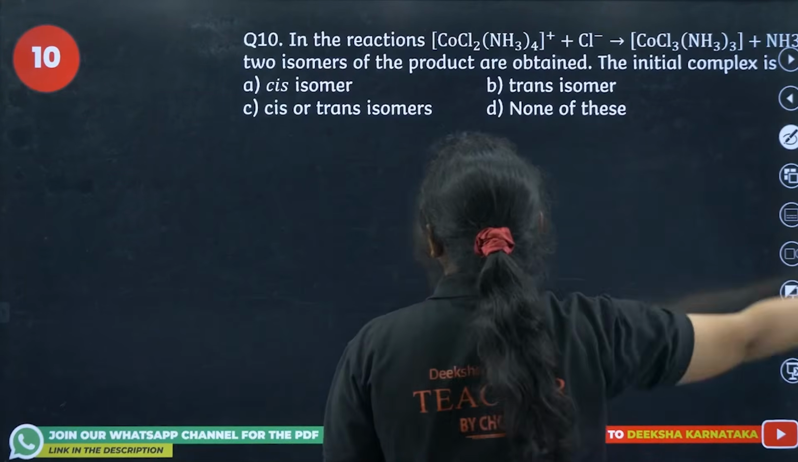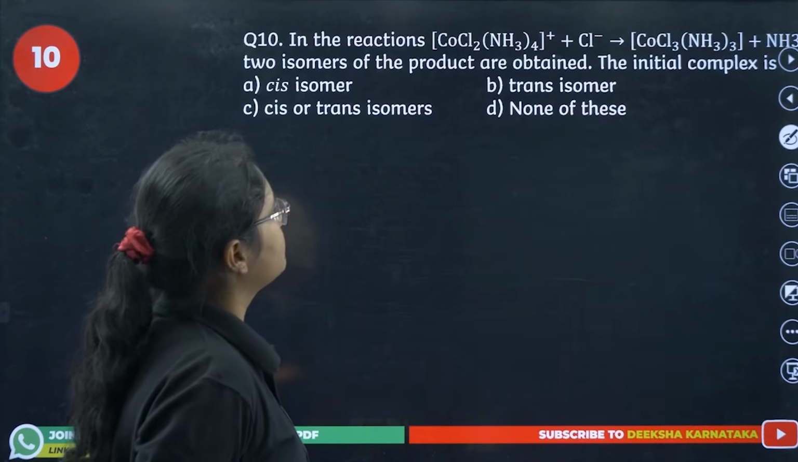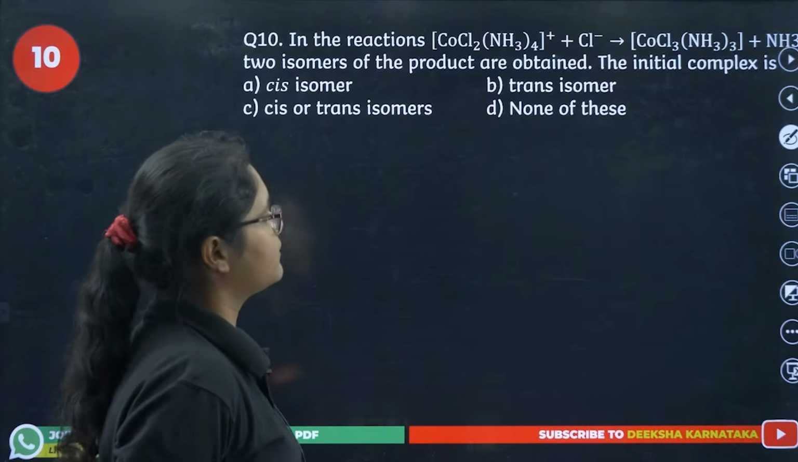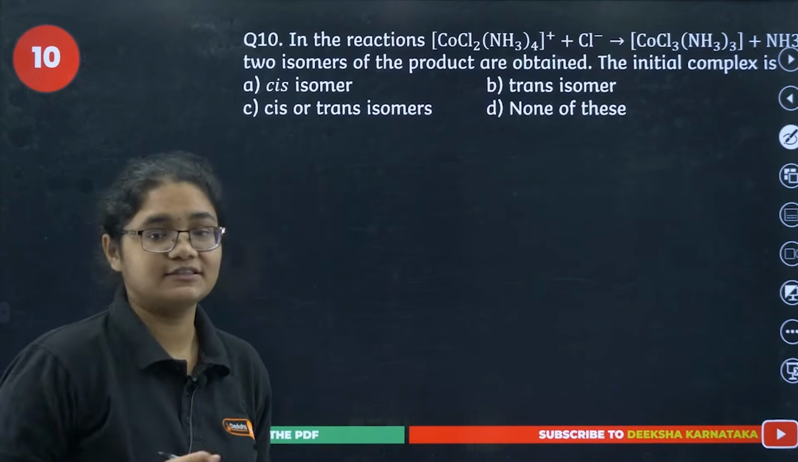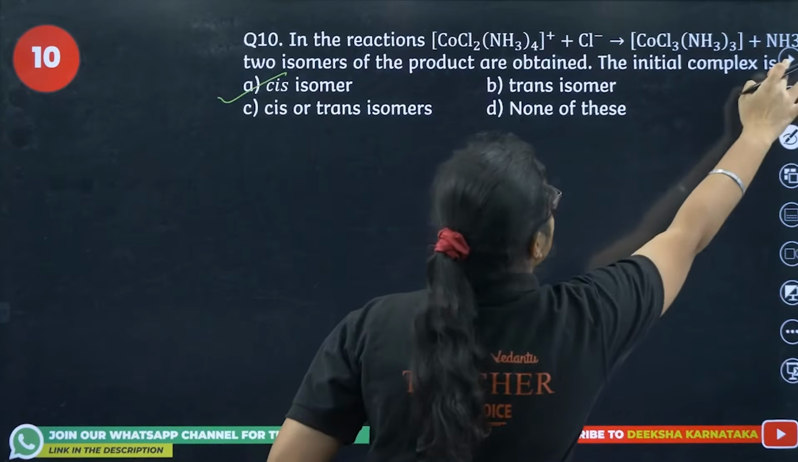Next, in the reaction [Co(Cl)2(NH3)4]+ with Cl minus, we get this compound, and two isomers of the product are obtained. So always remember, in such cases the first product is always cis. So option number A here.